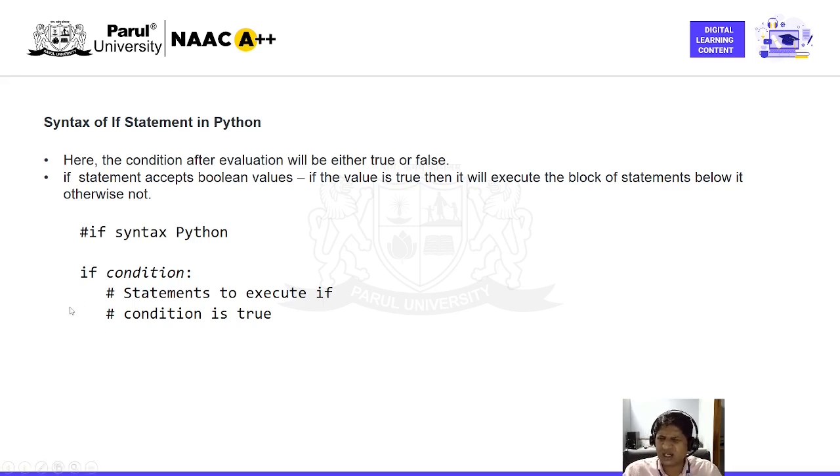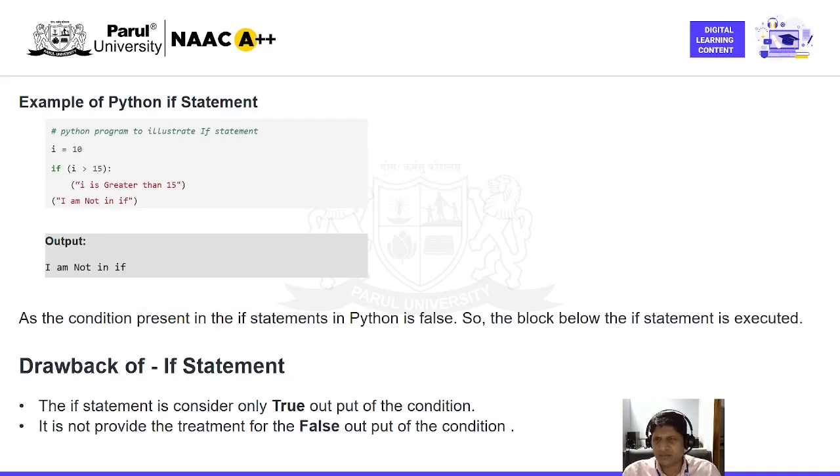Indentation generally means 4 blank spaces, or one tab space, is provided. Once you write inside the if statement, it means if the condition is true, all statements inside the block will be executed. For example, don't confuse, we will discuss it later. You can see an example program to illustrate the if statement.